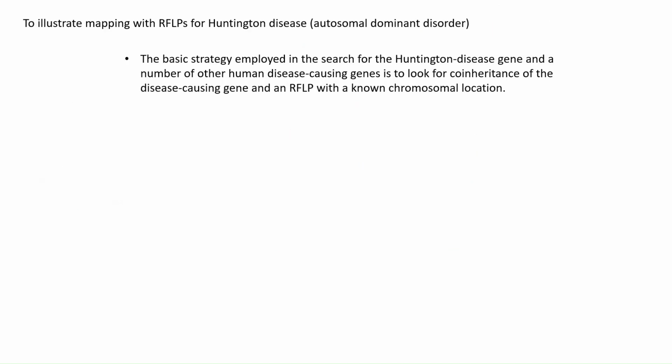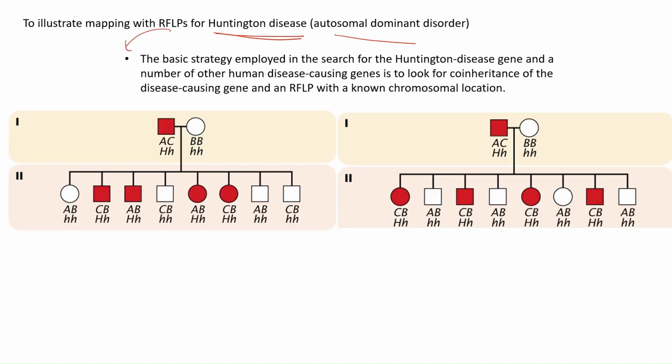Now, we have to map a gene for a disease called Huntington disease, which is an autosomal dominant disorder, with the help of an RFLP marker. How can we do that? Here two pedigrees are available in front of us. The pedigree on the left-hand side is pedigree 1, and this is pedigree 2.